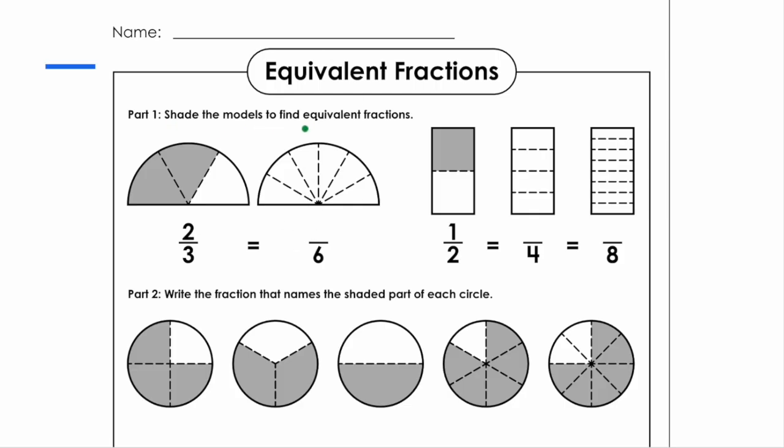Shade the models to find the equivalent fraction. So we want to look at the gray part here, right? And I'm going to use green. So we have 2/3. Now the question is, what number is going to be equal to 2/3?